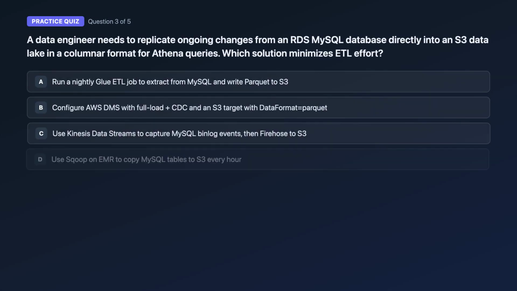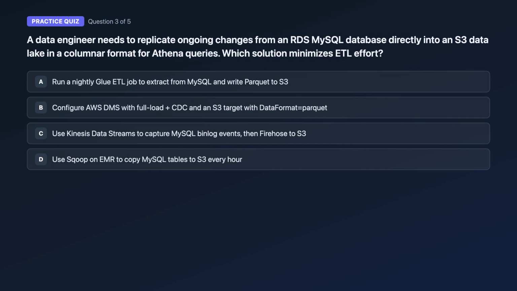Question 3. A data engineer needs to replicate ongoing changes from an RDS MySQL database directly into an S3 data lake in a columnar format for Athena queries. Which solution minimizes ETL effort? Is it A, run a nightly Glue ETL job? B, configure DMS with full load plus CDC and an S3 target with data format equals Parquet? C, use Kinesis Data Streams to capture binlog events, then Firehose to S3. Or D, use Sqoop on EMR every hour.